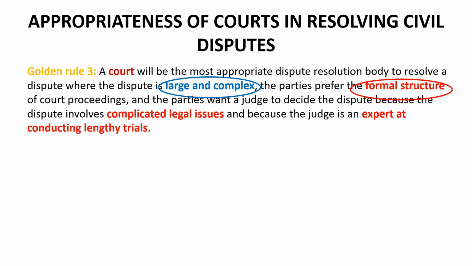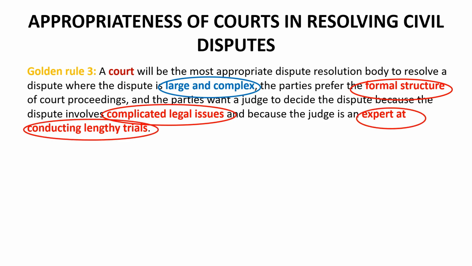The second circumstance is where the parties want a judge to decide the dispute because the dispute involves complicated legal issues and judges are legal experts, or because the dispute is lengthy and judges are experts at conducting lengthy trials. In contrast, as I've said when explaining the second golden rule, if the parties want a subject matter expert, then VCAT will be a more appropriate dispute resolution body than the courts.